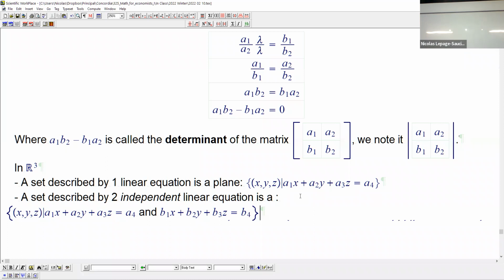So I said one equation, I have a plane. Then I add a second equation, and I am telling you, I'm looking for the set of points that will satisfy the first equation and the second equation. So what I'm going to get is the intersection of plane 1 and plane 2. What is this intersection going to look like?